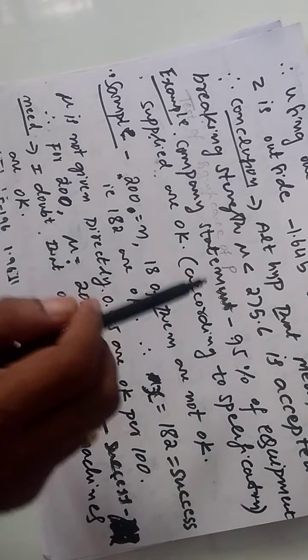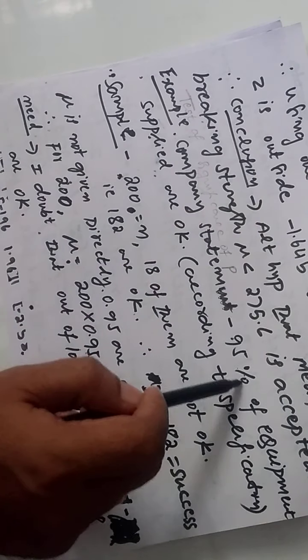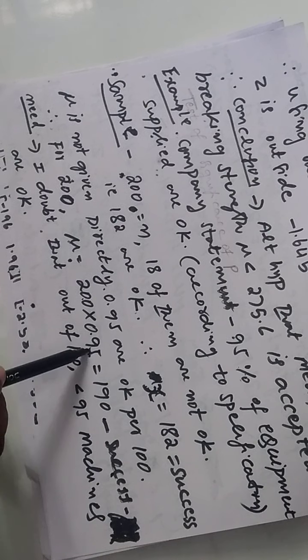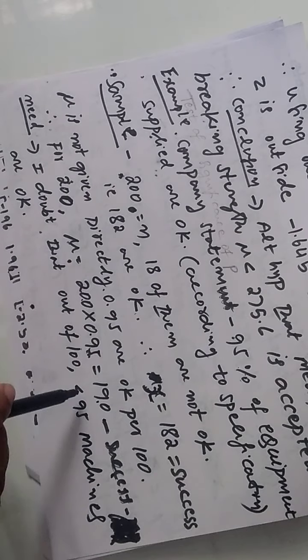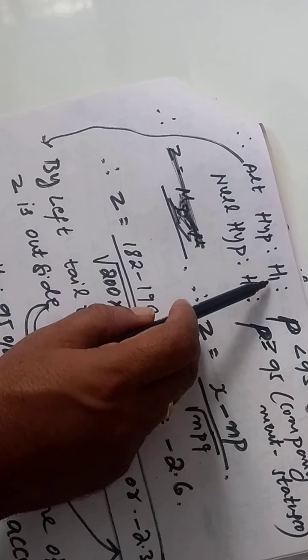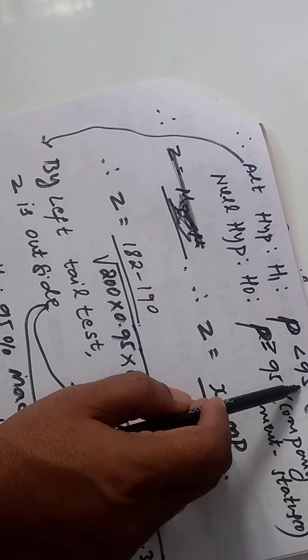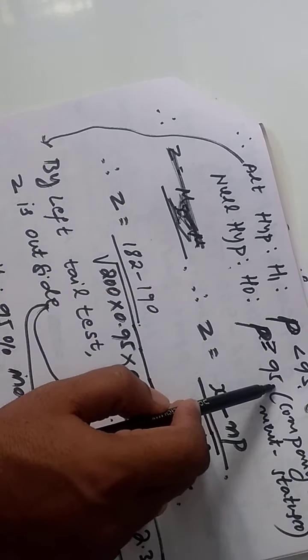So remember, now what is given? The company claims that 95% of the equipment is okay, which means the population mean is 200 into 0.95, that is 190. I doubt this when I take the sample. What is the sample size I have taken? 200. When I take the sample, I doubt that fewer than 95 are okay. So therefore, the alternative hypothesis is less than 95, and the null hypothesis is greater than or equal to 95.